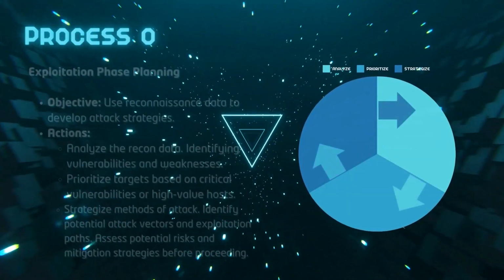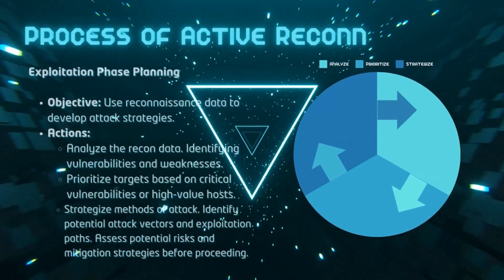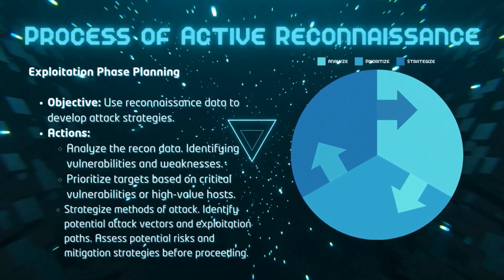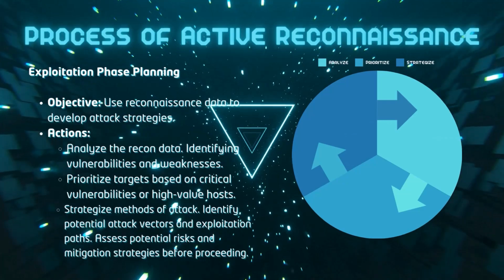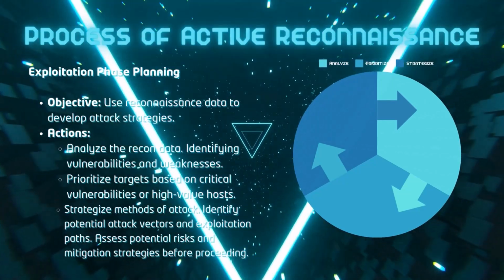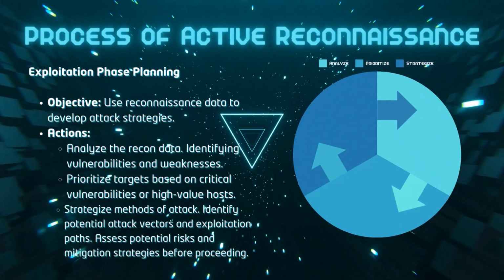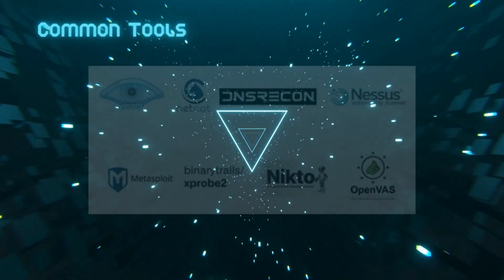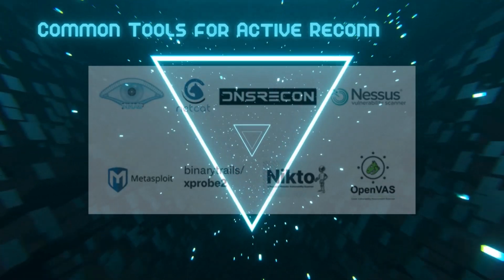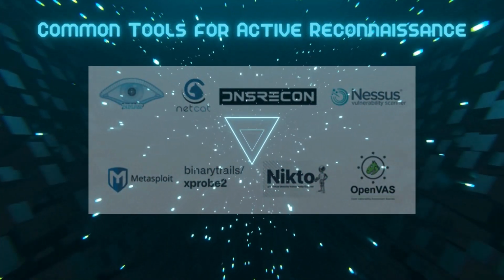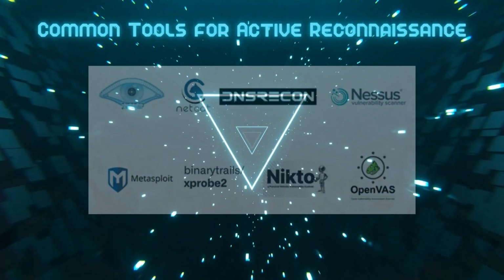With the data gathered from active reconnaissance, it allows the pen tester to develop a structured approach to exploiting identified vulnerabilities. It ensures that the tester's actions are purposeful, efficient, and aligned with the testing objectives while minimizing risks to the target host. Active reconnaissance relies on specialized tools that interact with the target host to extract valuable information. Below are some of the popular tools used by pen testers.